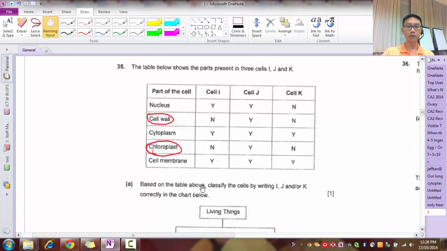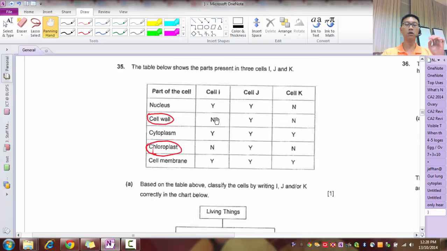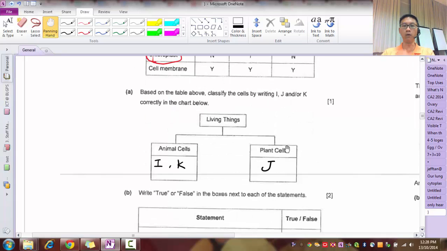35. Based on the table, classify by writing I, J, and K correctly. So, animal cell and plant cell. What differentiates an animal cell from a plant cell? Yes, it's the cell wall and chloroplast. Only plant cells have cell wall and chloroplast. So if you look here, J: yes for cell wall, yes for chloroplast. So J is the only plant, because I is no, K is no.